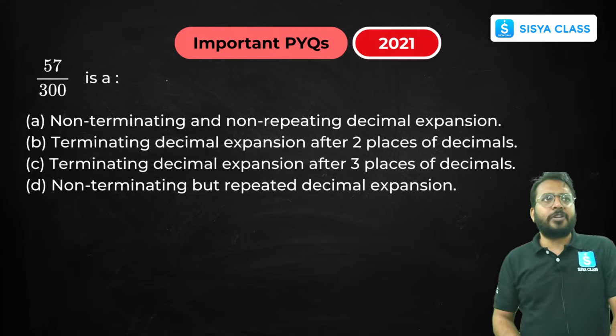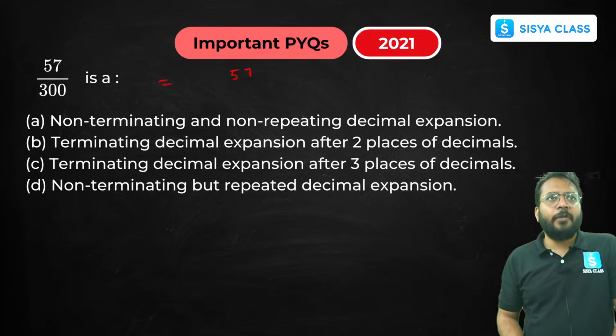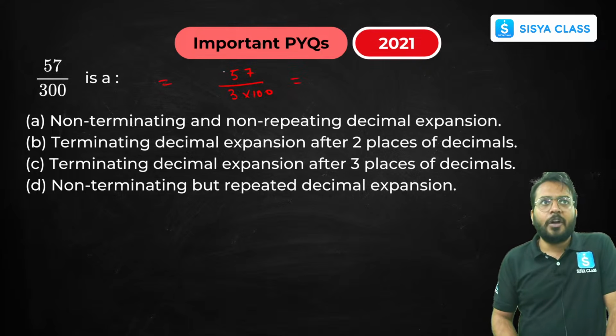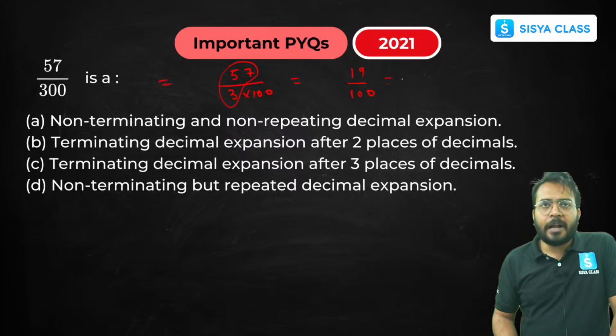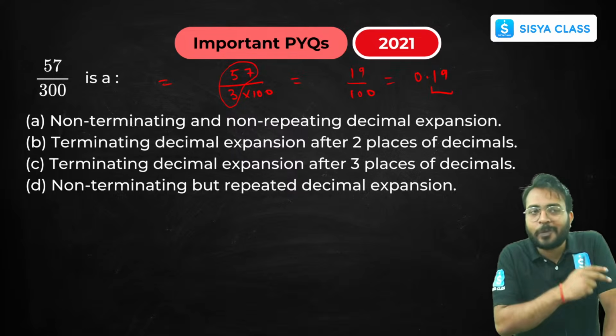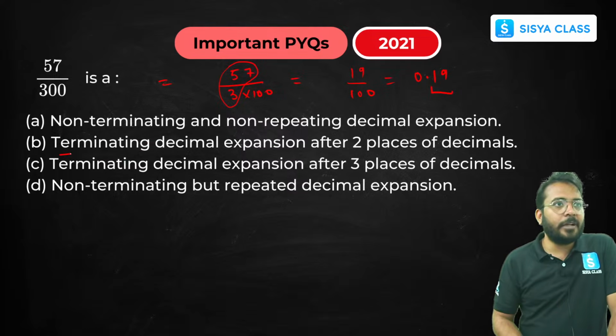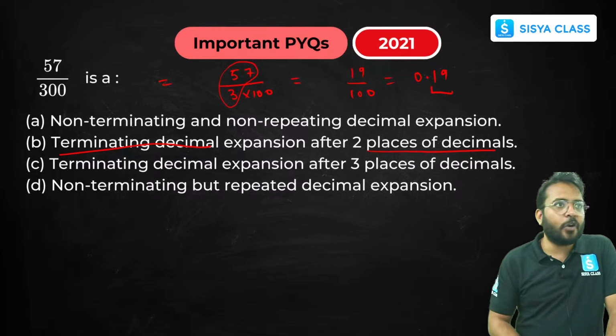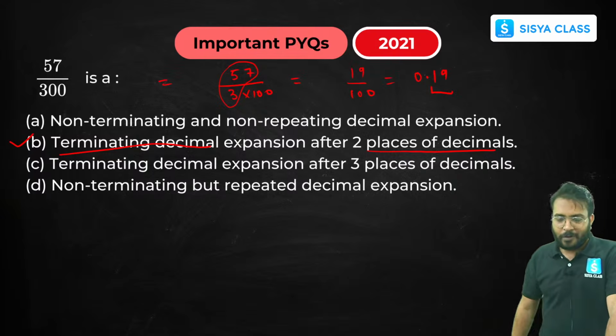So first of all, let's simplify this. Now, beta, 57 divided by 300 means, can I write it as 3 into 100, right? Yes or no? We can write like this. Achha, can we divide 57 by 3? Yes sir, we can divide by 3. We are going to get 19 by 100, and when you divide 19 by 100 you will get 0.19. It is a terminating decimal having 2 decimal places, so option B is going to be the correct option, all right.